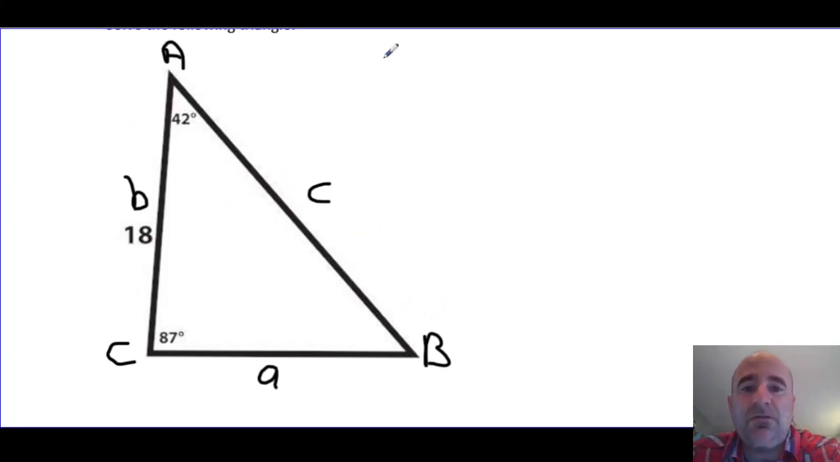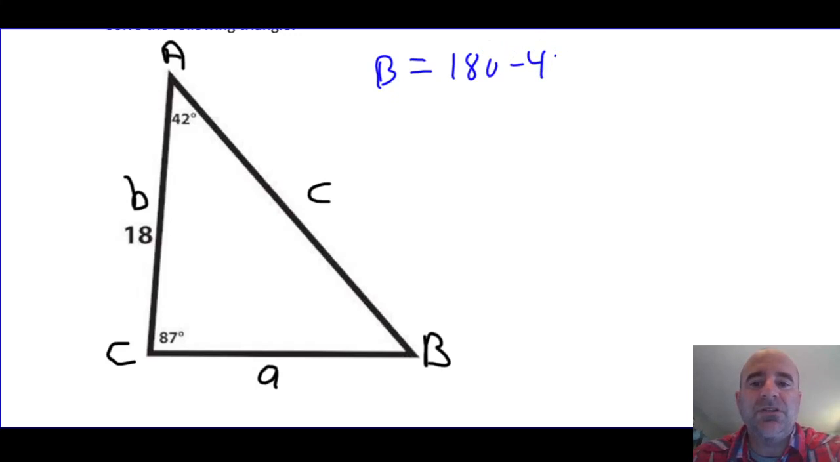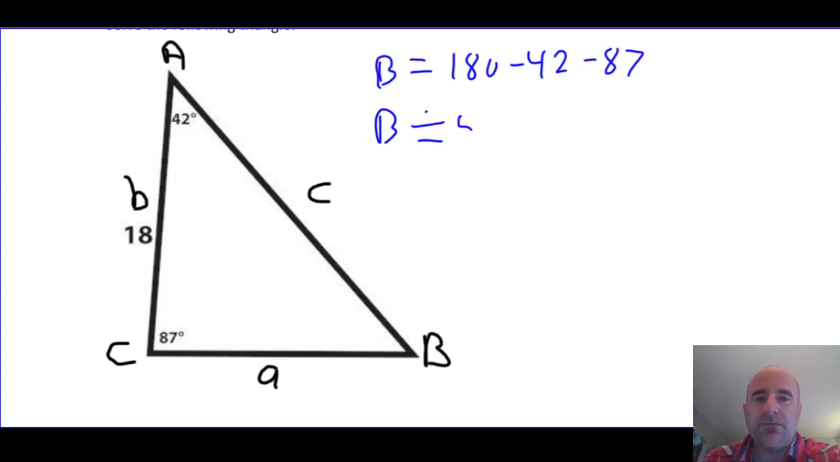Now, I should say that the first thing we can do is find angle B since we have two other angles. B is going to be 180 minus 42 minus 87. So let's see what we get there. 51 degrees for B. Okay, now like I said, we need to use the sine law. I can add that to the picture if that helps.